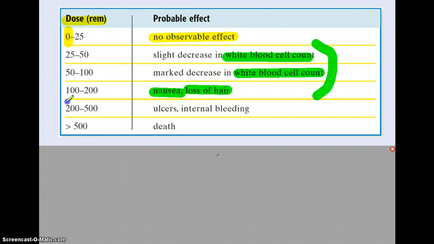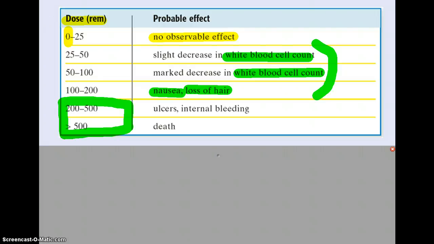Down here, we're talking about being near an atomic bomb blast or a nuclear power plant meltdown. Again, hopefully we never have to see anyone suffer from that on this planet in the future, but that's what we're talking about there.